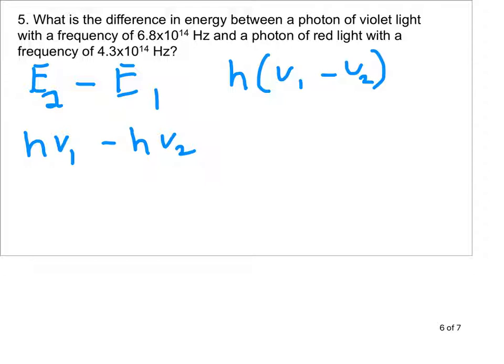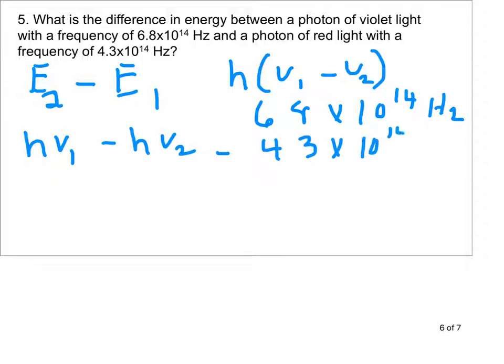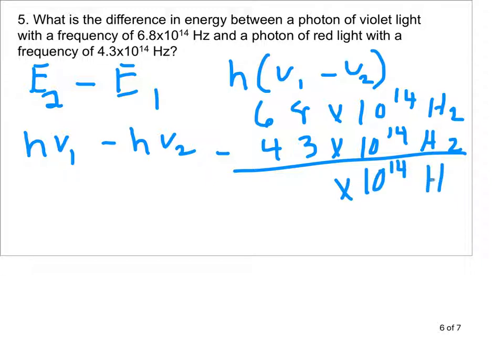So I'm just going to take the bigger one minus the smaller one. So we got 6.8 times 10 to the 14th hertz minus 4.3 times 10 to the 14th hertz. Now, because these were the same power, same units, that's what we got when we subtract. And I get 2.5.